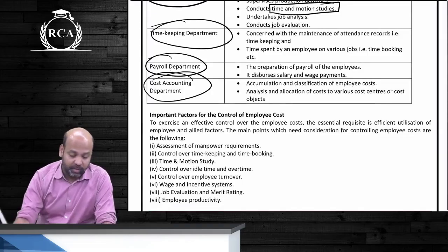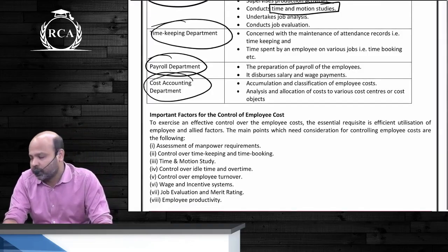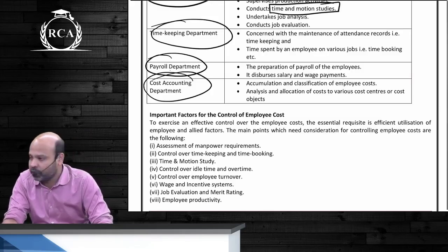Cost accounting department, what will they do? For the purpose of proper cost allocation for computation of cost of each product. Are we clear about this?